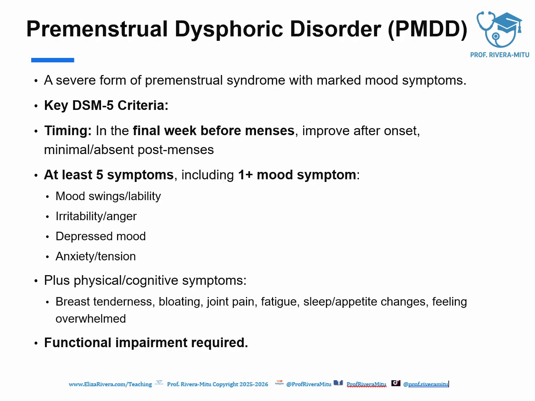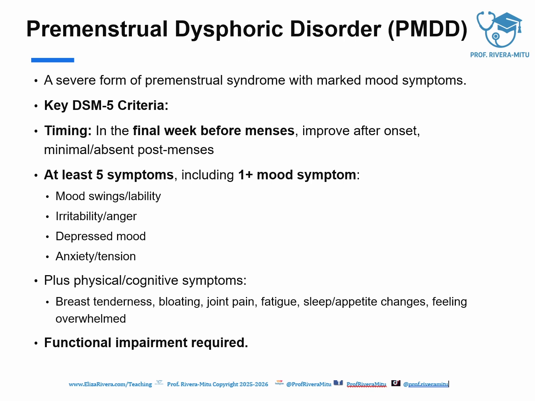Premenstrual dysphoric disorder, or PMDD, is a cyclical mood disorder tied to the luteal phase of the menstrual cycle. Symptoms must appear a week before menses and resolve a few days after menstruation begins. You need at least 5 symptoms, including at least one mood-related symptom. This diagnosis requires prospective daily tracking over at least 2 cycles. PMDD is more severe than PMS and can include suicidal ideation.